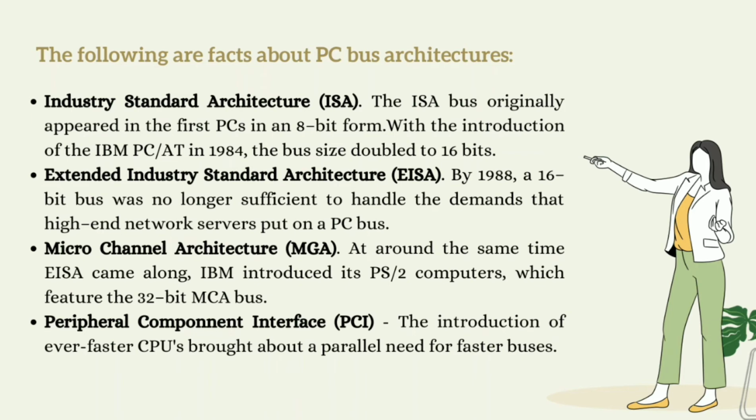The second bus architecture is Extended Industry Standard Architecture, also known in short as EISA. By 1988, a 16-bit bus was no longer sufficient to handle the demands that high-end network servers put on a PC bus.